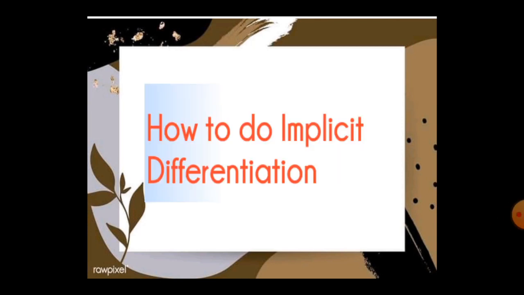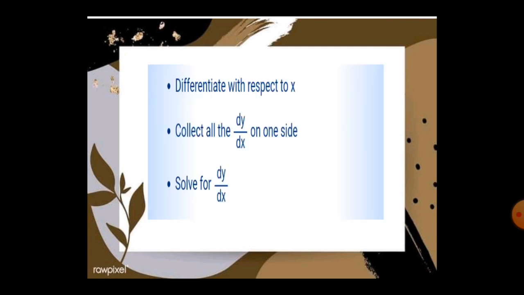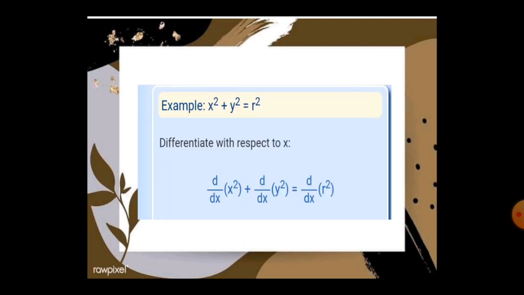In this video, we're going to talk about implicit differentiation. So how do we do implicit differentiation? First, we need to differentiate with respect to x, then collect all the dy over dx on one side, and then solve for dy over dx. For example, x squared plus y squared is equal to r squared.